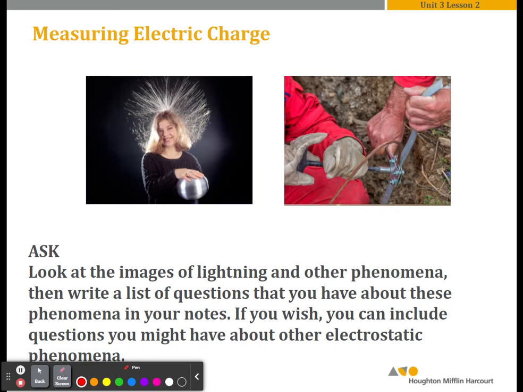So the electric system in your home, or in the building we're in now, it needs to be grounded, and so it's a safety measure. So this wire carries electric current into the earth. Okay, what questions do you have about that? What's the point of that?